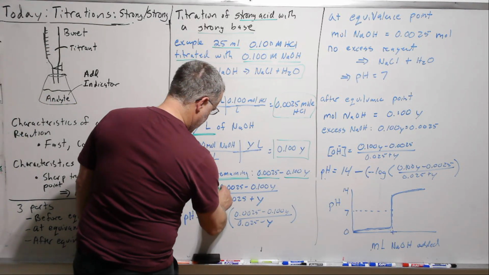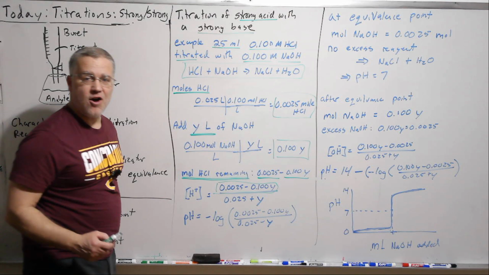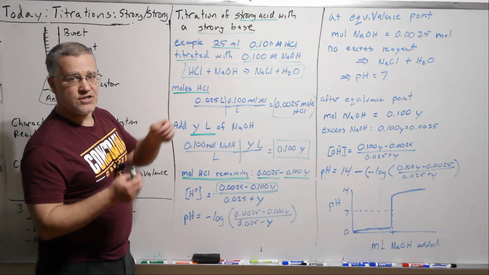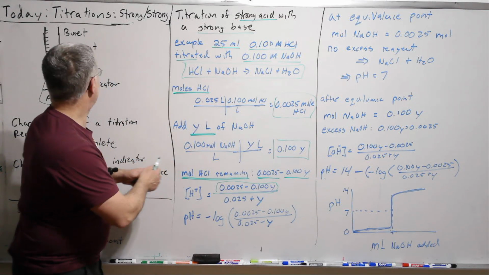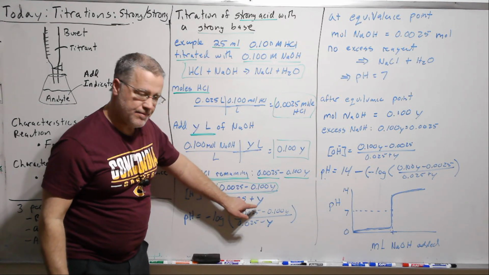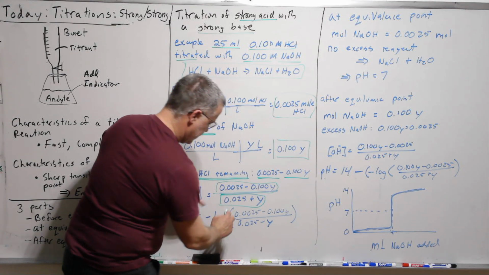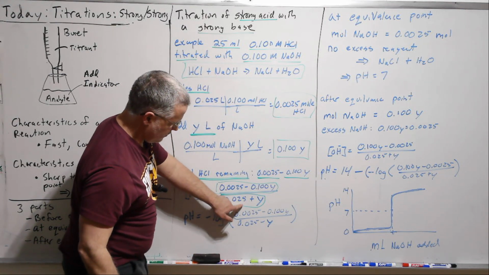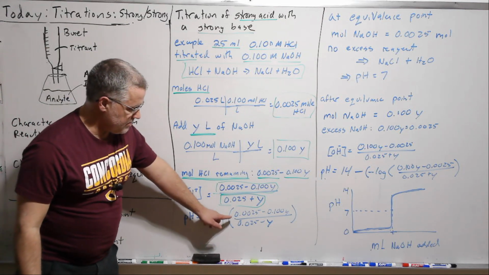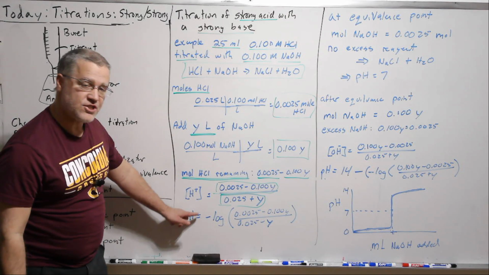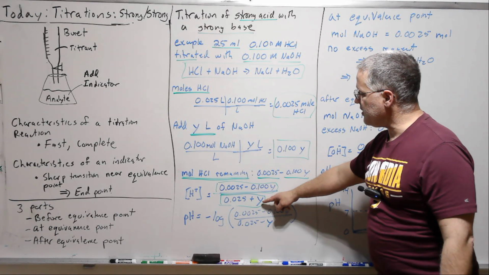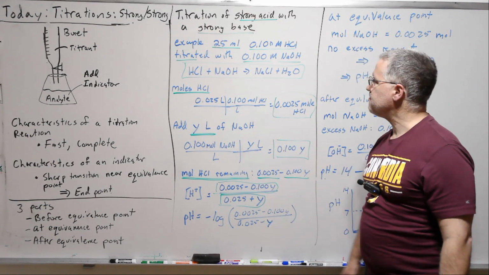Well, that many moles are now in how many liters? Well, not exactly 25 milliliters. We've added a little of this sodium hydroxide. We've added Y amount. So our denominator here is 25 mils, so 0.025 liters plus Y liters. And that's our H concentration. So we just take the negative log of this and we'll get the pH. So you can go ahead and practice by putting in, say 10 mils, then see what the pH would be.